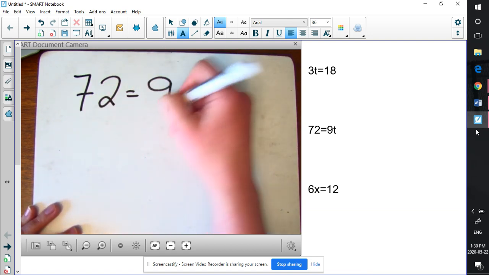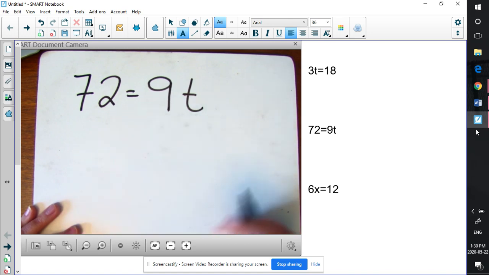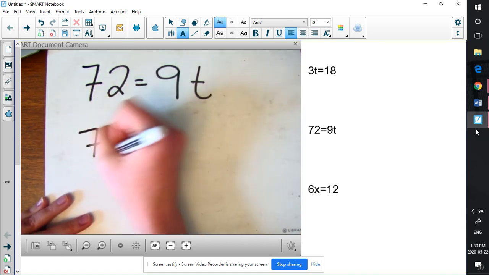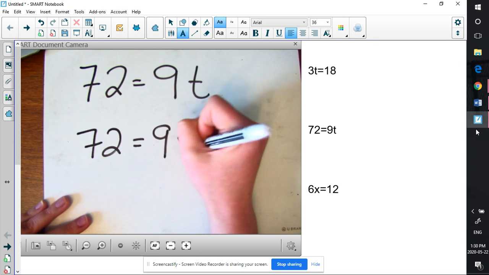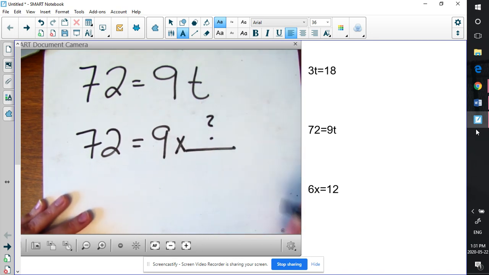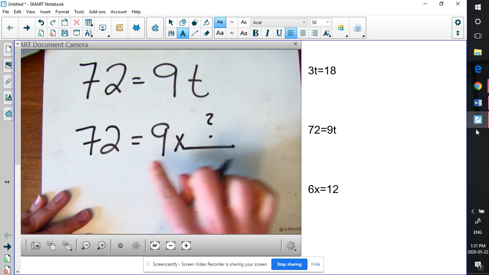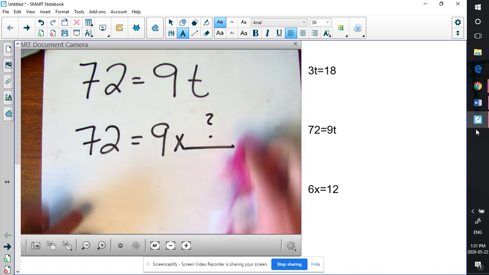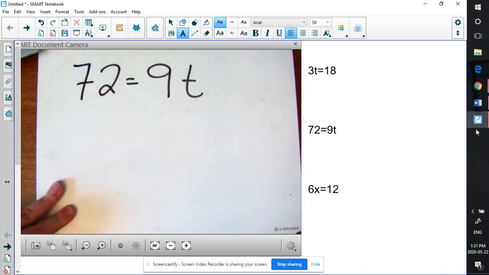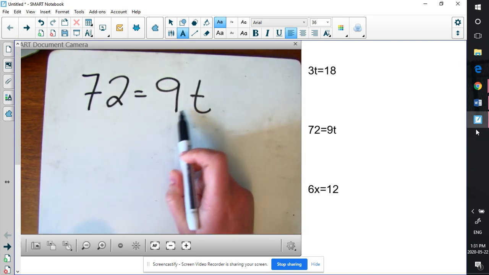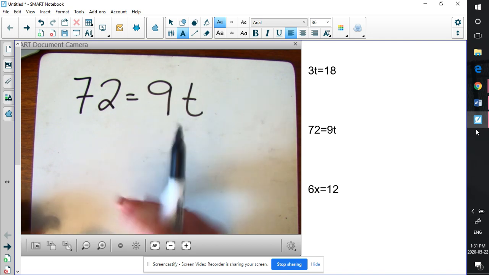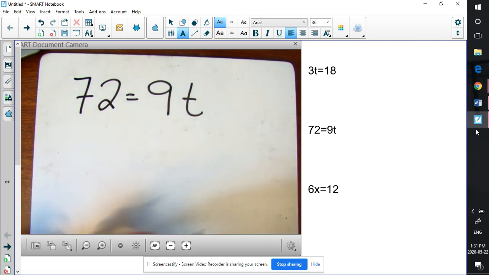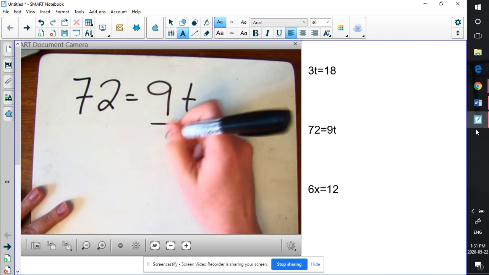72 equals 9t. So one way that you can think about this is 72 equals 9 times what? So what number would you have to multiply by 9 in order to get 72? Now, if you've got it from that, awesome. If not, let's do opposite operations. So in between the 9 and the t is an invisible multiplication. The opposite of multiplication is division. So I'm going to divide this by 9.